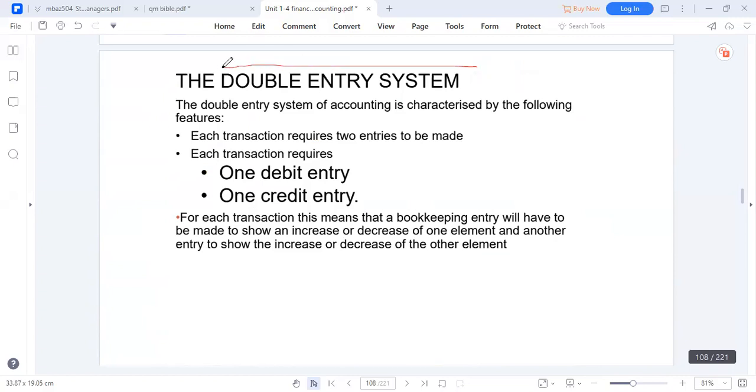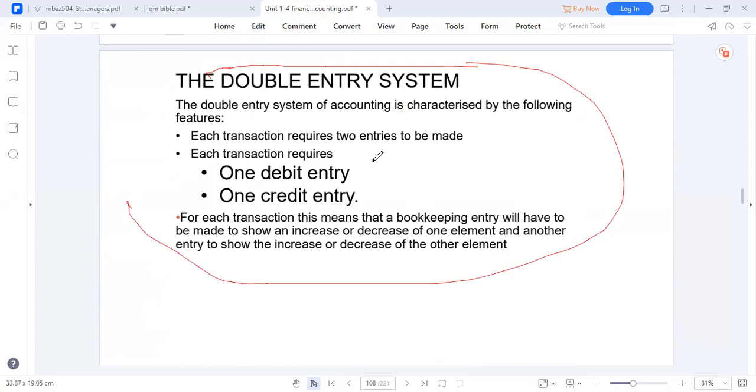So this is the basis of accounting. Accounting is all about the double entry system. This is my emphasis in this class. Once you understand the double entry system, you'll be able to understand the other things thoroughly. The double entry system is characterized by the following features. Each transaction requires 2 entries to be made, 1 debit entry and 1 credit entry.